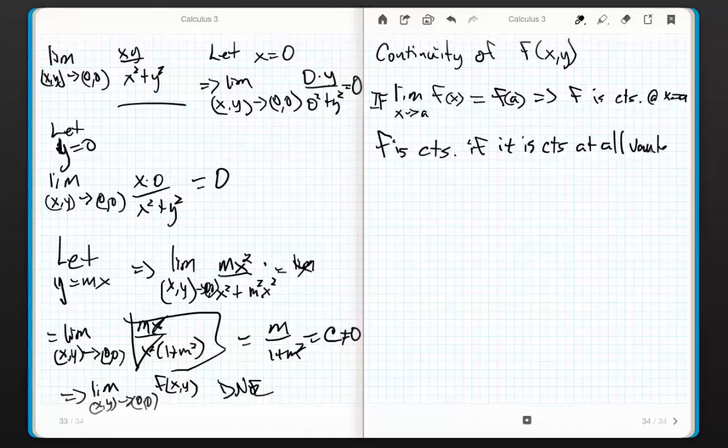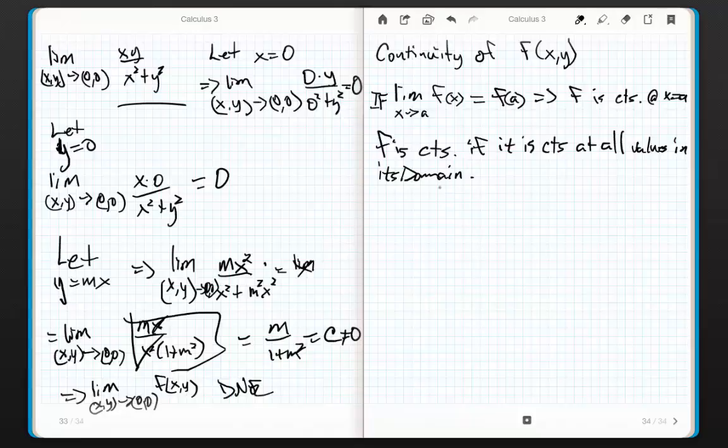Whoa, what just happened there? Sorry. Joules, whatever. Sorry, feeling a little giddy. Just had lunch. At all values in its domain. Okay, in its domain. Wow, maybe I had too much lunch.